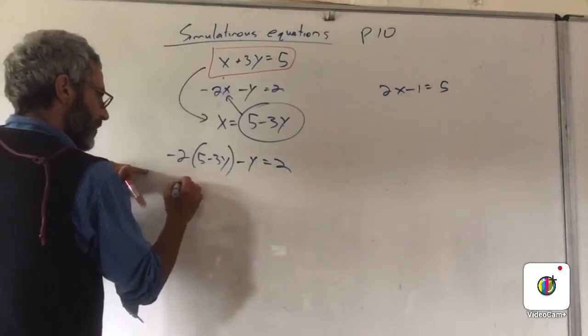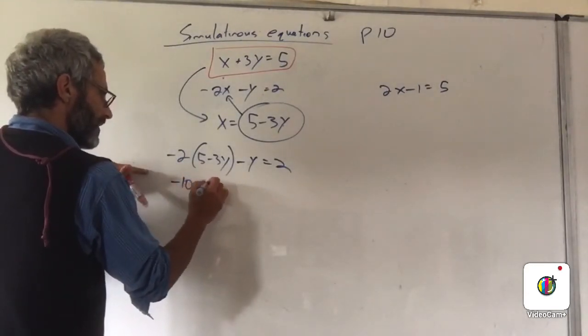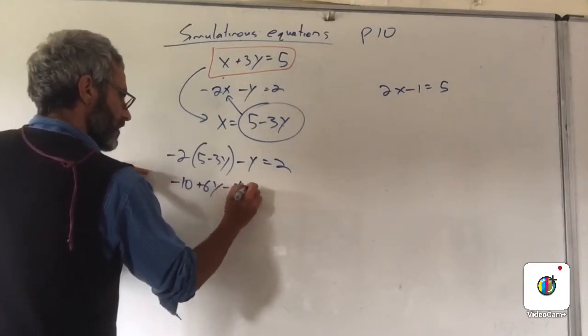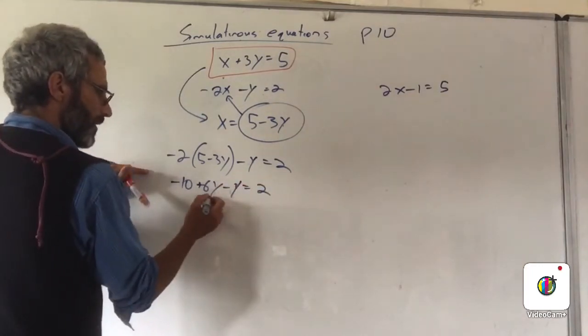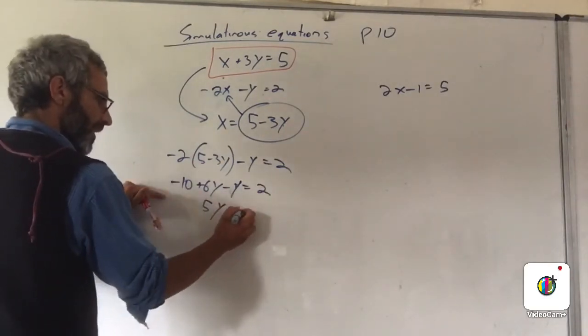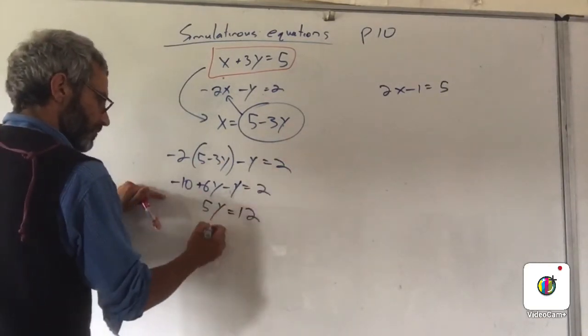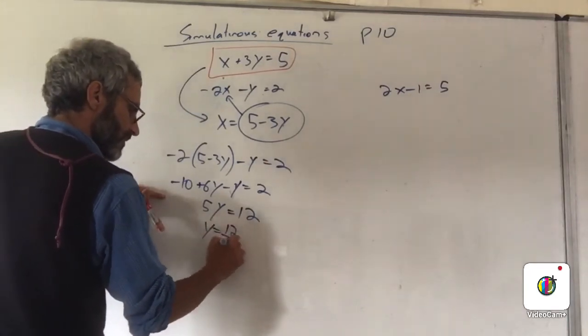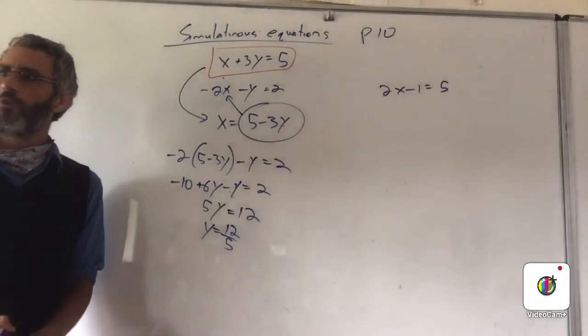So we open it up. Minus 10 plus 6y minus y equals 2. 6y minus y is 5y. If you don't mind, I'll move that straight to the other side. Equals 12, well, we've got some fraction here. I just made up this equation, so it's not coming out nice, but it's okay. y equals 12 over 5.